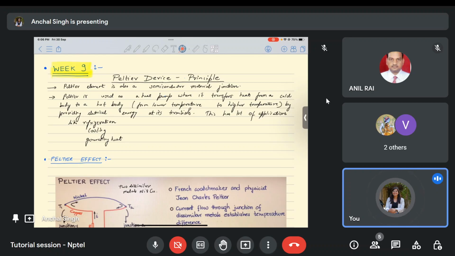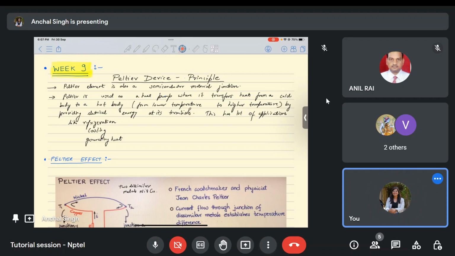So why specifically are we talking about Peltier devices? Because like solar PV is a new hot topic, similarly, Peltier devices have also come up recently. Initially, their efficiency was very low, but they have come into the picture and they are getting better and better day by day.